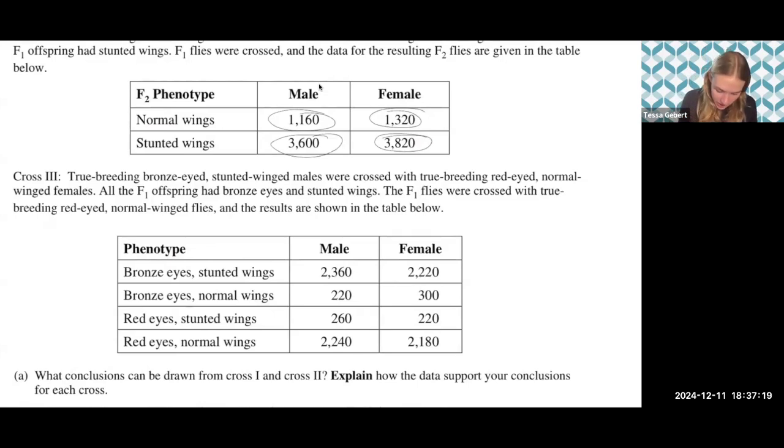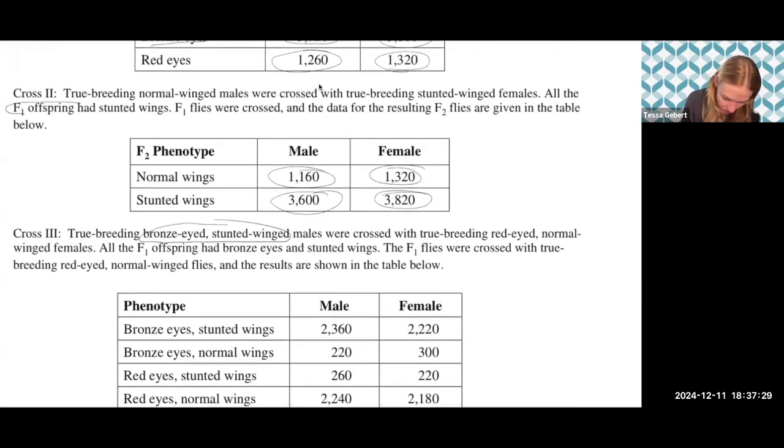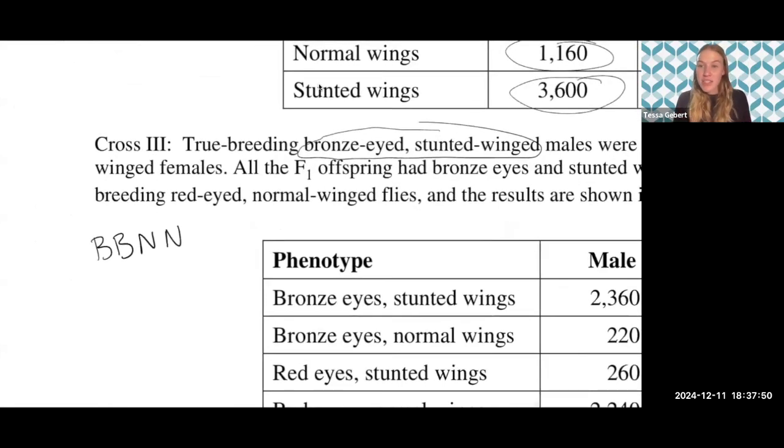So I'm going to figure out what the crosses are here. This is a true breeding bronze-eyed stunted male. So bronze-eyed was dominant. It looks like stunted wings were also dominant since all the F1s had it. So this is totally dominant. I'm going to use the letters B, and I'm going to use the letters, let's do N. Okay, why did I pick these? I just like to pick letters that are going to be different for the capital and the lowercase version.